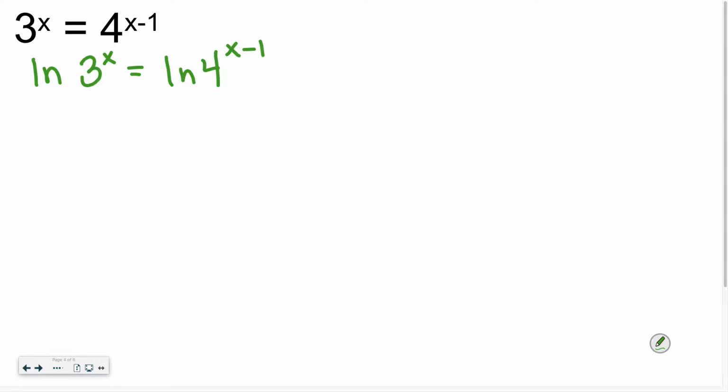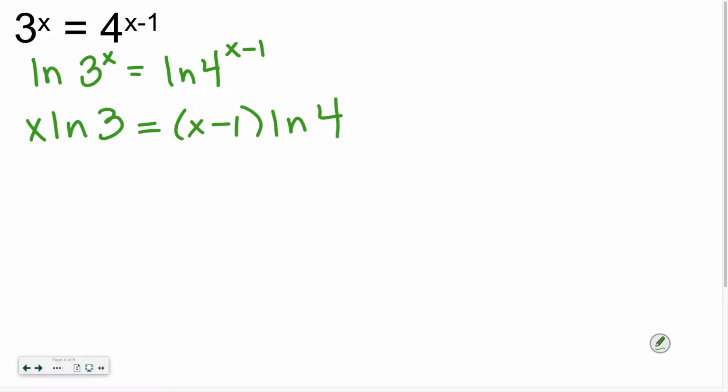Yeah, we have those expanding and condensing properties. We have the power property. X is a power. We can take it and multiply it out in front. Okay? X minus 1 is a power. We can take it and multiply it out in front. So now we no longer have exponents. Okay? But we still have to be able to solve for x.